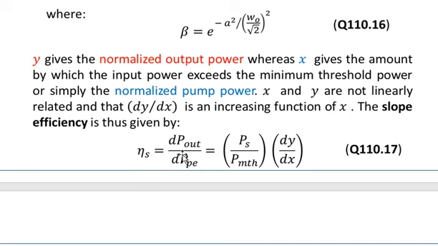So we have obtained the slope efficiency using the expressions of x and y variables, and the slope efficiency eta s is given by the rate of change of P out with respect to PPE, that is the derivative of P out divided by dPPE, is equal to PS, that is the saturation power, divided by the minimum threshold power P, and then multiplied by dy over dx.